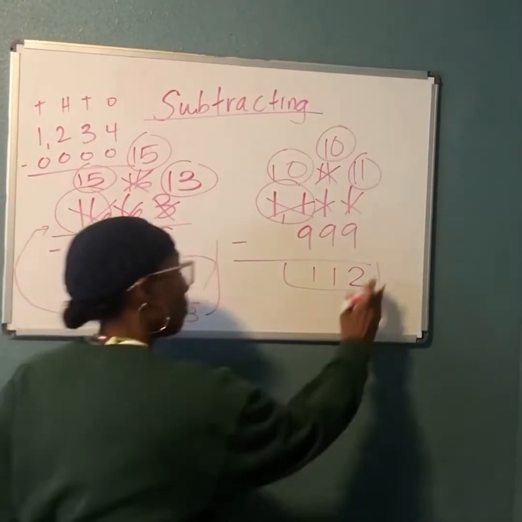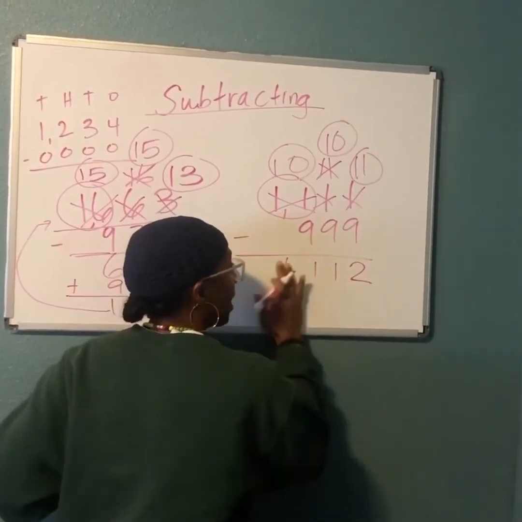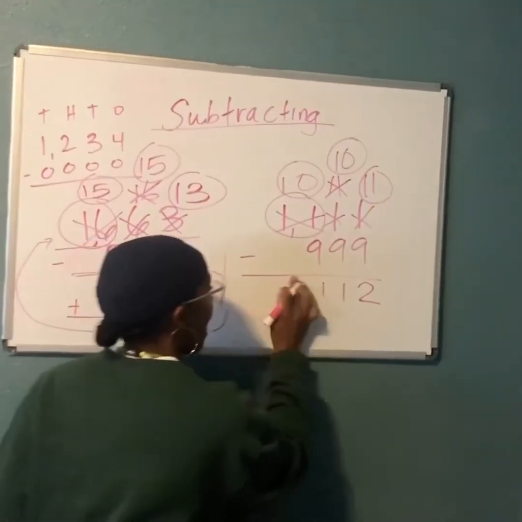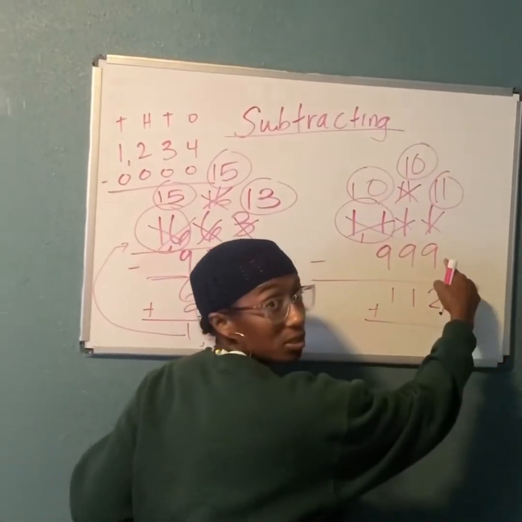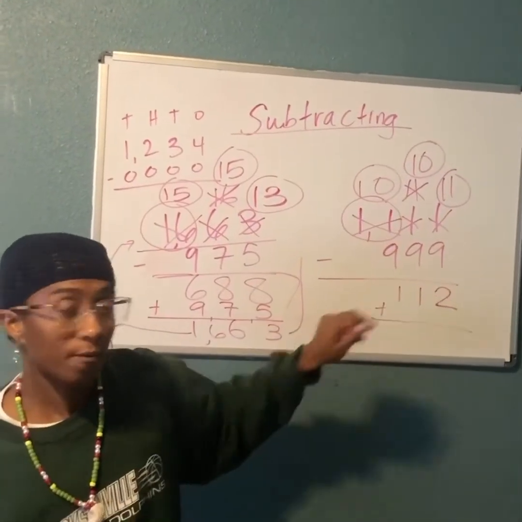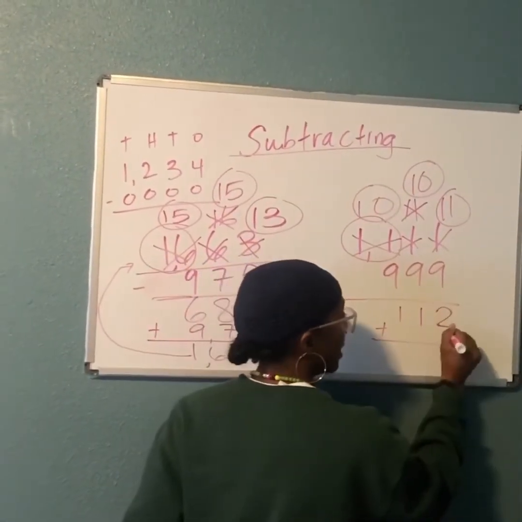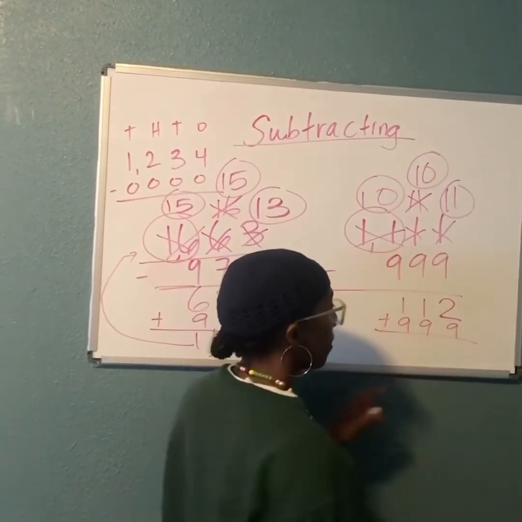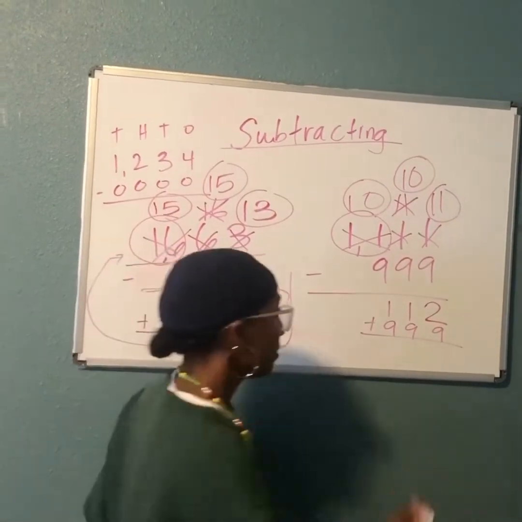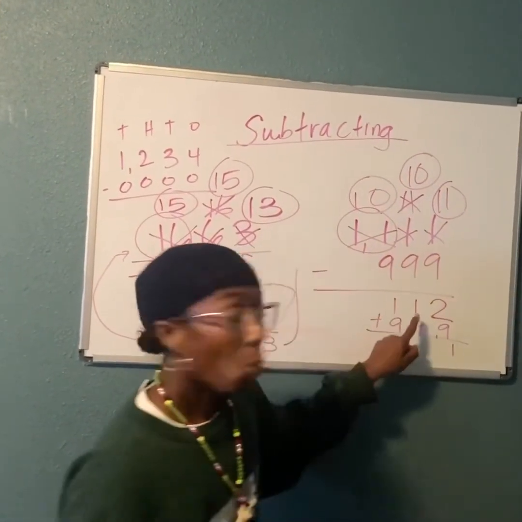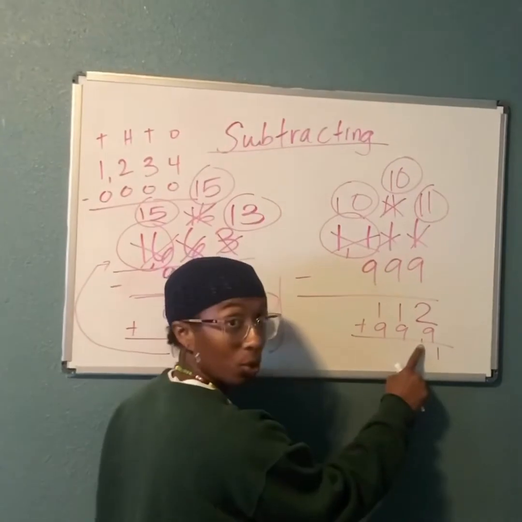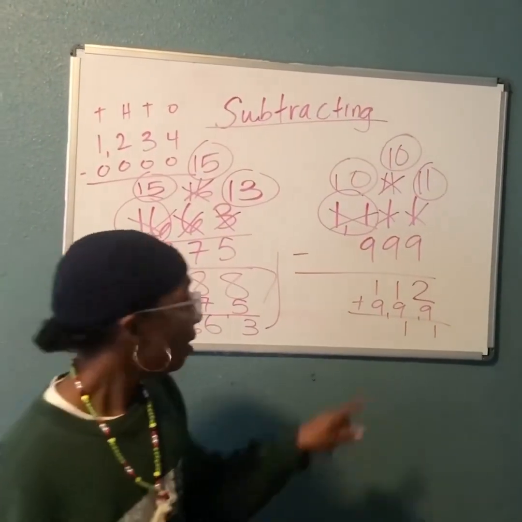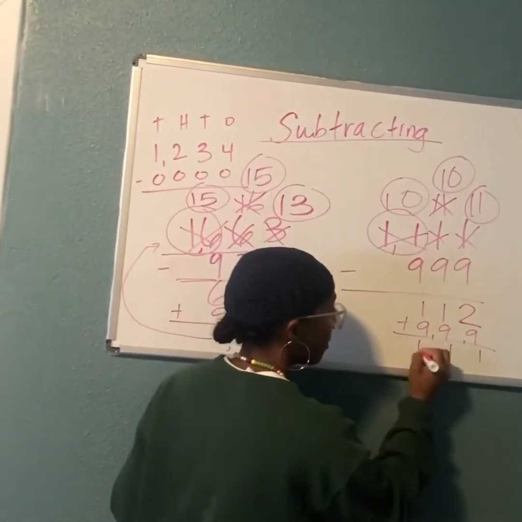Let's check it. Remember, to check your answer, you do the opposite. What's the opposite of subtracting? Adding. You add the numbers from the bottom row here. 2 plus 9, 1 plus 9, and 1 plus 9. 2 plus 9 is 11. 1 plus 9 is 10, plus 1 more is 11. 1 plus 9 is 10, plus 1 more is 11.